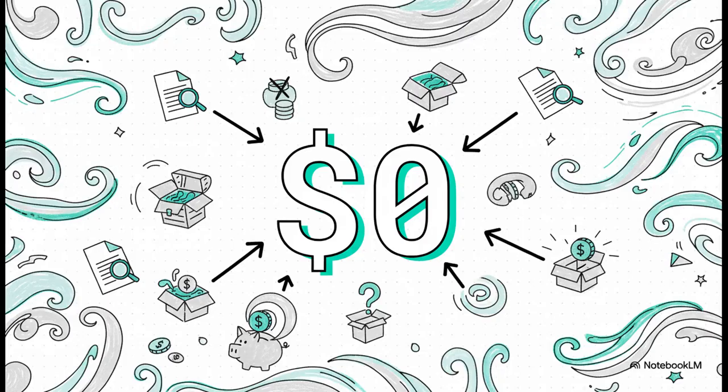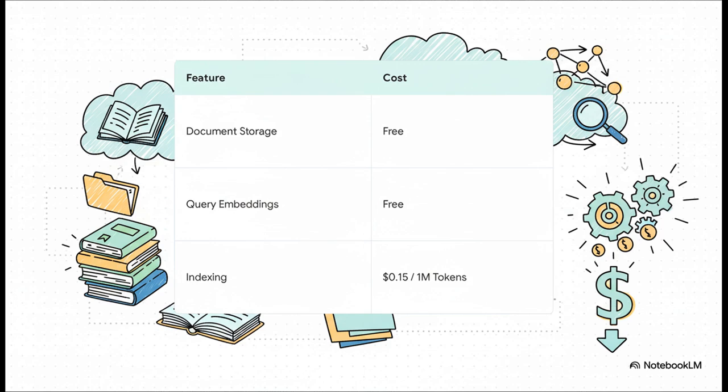All right, now for the price. I want you to guess, what do you think it costs to store all your documents and to run all those fancy semantic search queries? Take a look. The answer is nothing. Zilch. Zero. So let me break that down. Storing your documents? Free. Searching those documents? Also free. The only thing you pay for is a tiny one-time processing fee when you first upload them. We're talking 15 cents per million tokens. That makes just trying this thing out, just experimenting, incredibly cheap.